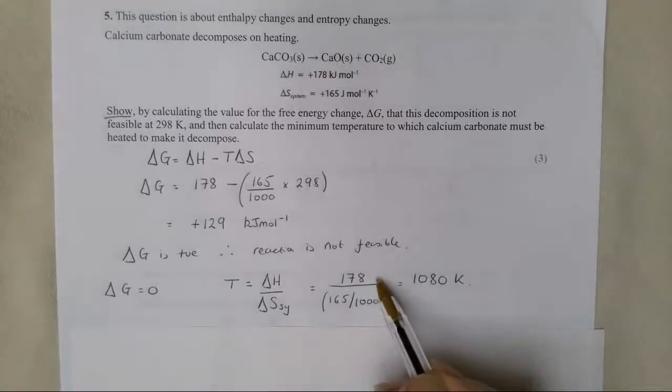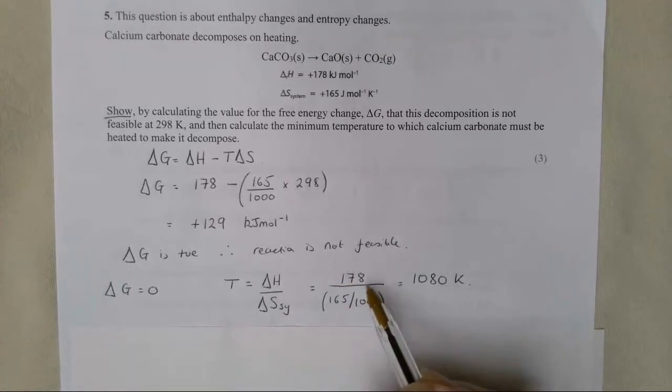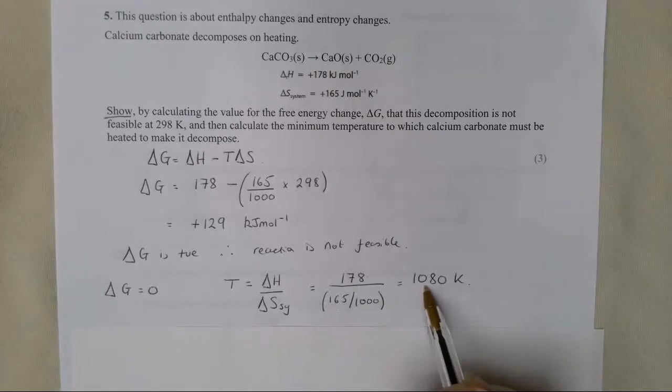So again, making sure things are in the same units. In this case, I've changed everything into kilojoules. So I've got 178 kilojoules on the top, and I've got 165 divided by 1,000 to change that into kilojoules on the bottom. And I do that calculation, I get 1080 Kelvin. In other words, I have to raise the temperature of my calcium carbonate above this value for it to become feasible. In other words, for it to start to work.